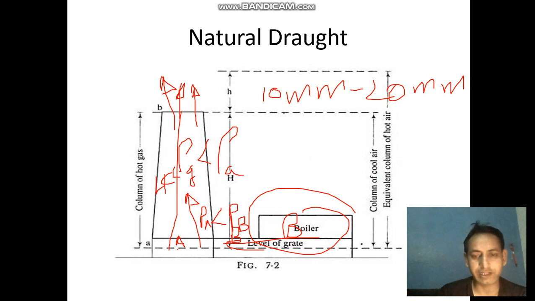But as the demand for electricity increases, we require more pressure draught, because more fuel is to be burnt inside the furnace of the boiler, and for rejecting those flue gases, a larger value of draught is required. Such draught cannot be developed by the natural draught itself. So we go for another draught, created by other means, which is called the artificial draught.